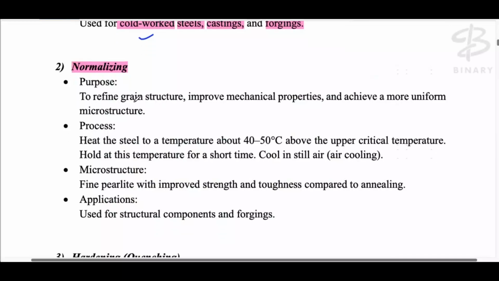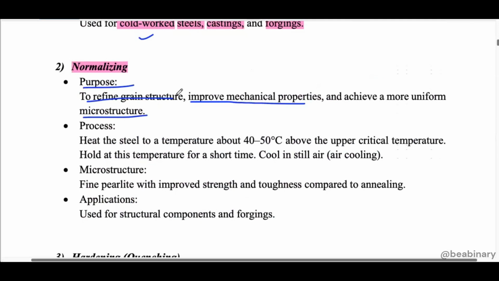Now, what is normalizing? So in normalizing, what is the purpose? The purpose is to refine the grain structures, improve the mechanical properties, and achieve a more uniform microstructure. The microstructure means, at the atomic level, how the atoms are arranged to make the bulk material. That is known as the microstructure.